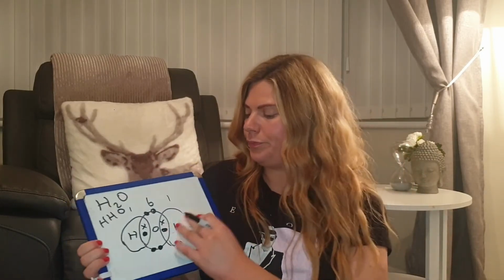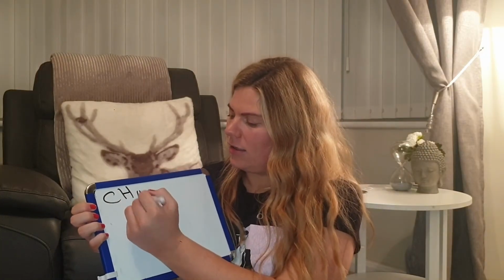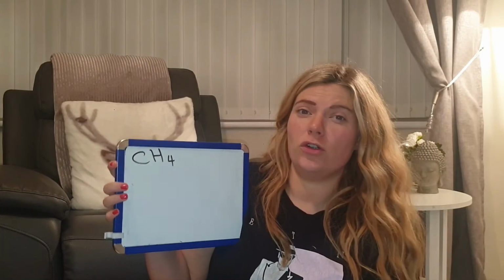Do 1 more. Notice that all these are gases or liquids. So these covalent bonds, we call them simple molecules. They have very low boiling and melting points, which means generally at room temperature, they are a liquid or a gas. Last one, show the bonding that happens in CH4.